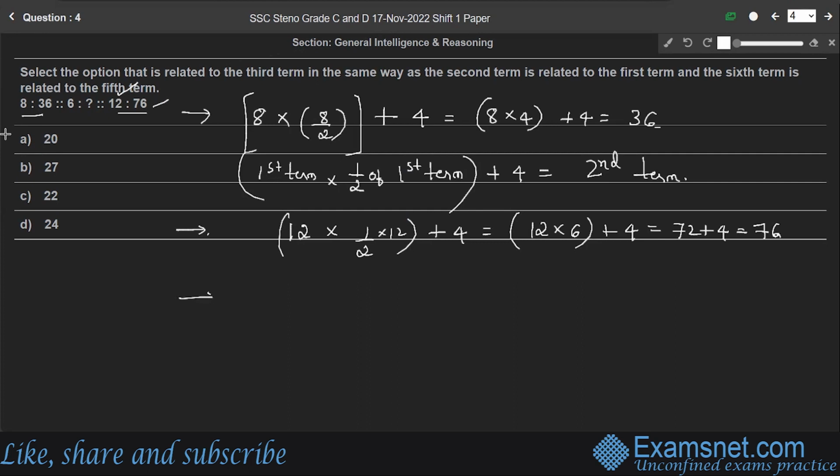So to find the fourth term, apply the same logic. The first term is 6 into half of 6, which is 3, plus 4. So 6 into 3 plus 4. According to the BODMAS rule, we have to go for the multiplication part first.